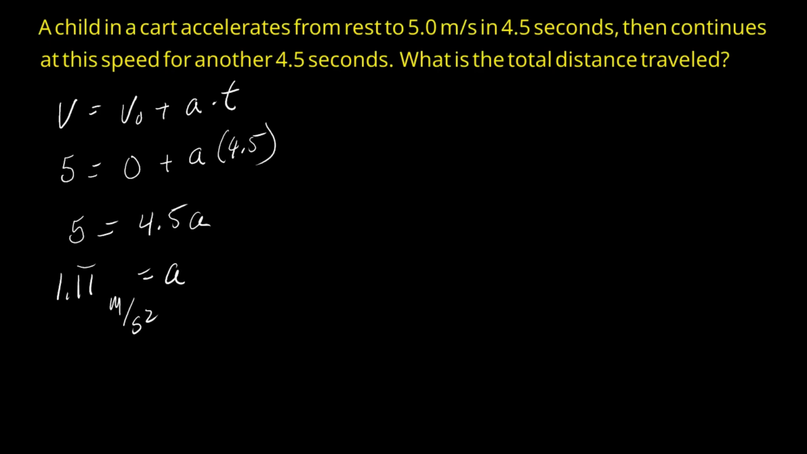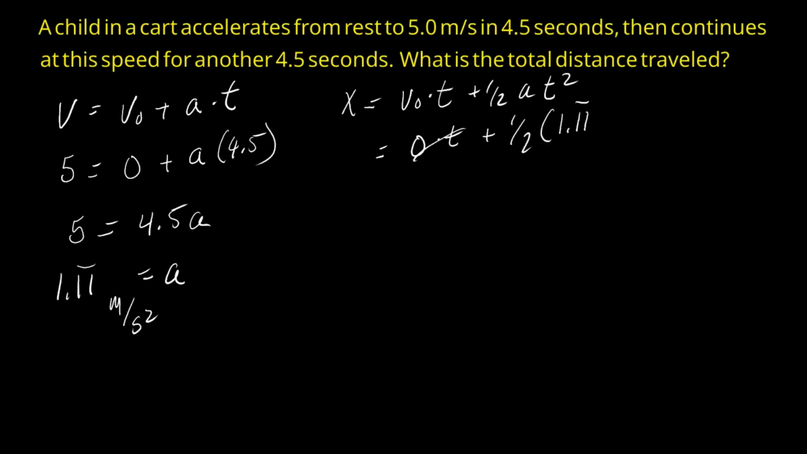Now let's find the distance while accelerating. The distance is equal to the initial velocity times time plus 1/2 of the acceleration times time squared. The initial velocity was 0 times time, so I'm going to ignore that, plus 1/2 the acceleration, which is 1.11 repeating, times 4.5 squared. This gives me a displacement of 11.25 meters.